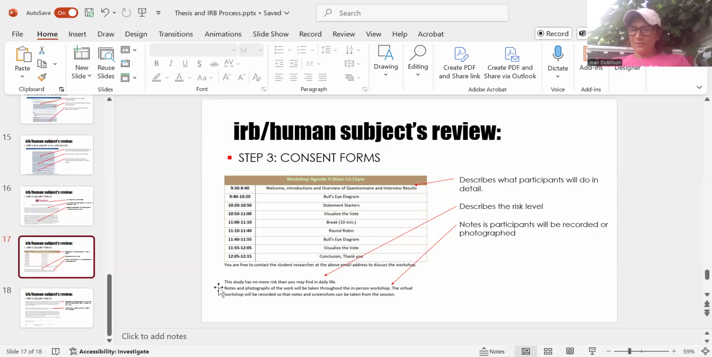One thing you want to be really careful about, we sort of talked about this before with the IRB application, is consistency. So, for example, here the student researcher is saying that the bullseye diagramming exercise is going to take, it looks like, 40 minutes. You want to make sure that you are consistent from the consent form to the IRB application, because a lot of times that is where I start to see problems, where a student will say the bullseye diagramming is going to take 20 minutes, but then in the consent form, they say it's going to take 15 minutes.